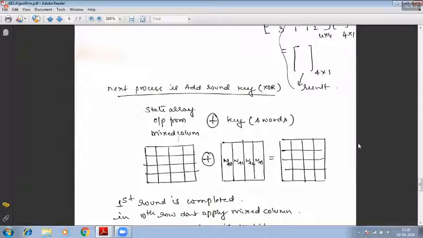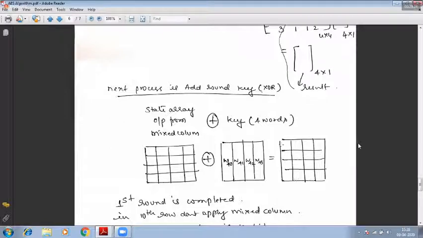So I have a state array output, that is the mixed column, XOR with what? The remaining keywords. This is for the last round I'm referring to. If it is for the first round, it will be W8, W9, W10 as well as W11. So this should be W8, 9, 10, and 11 for the first round. Sorry, I've written it wrong. If I perform the XOR operation, whatever I get is a 4 cross 4 matrix.